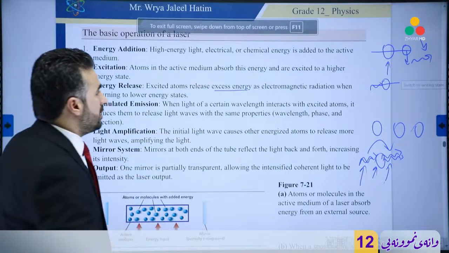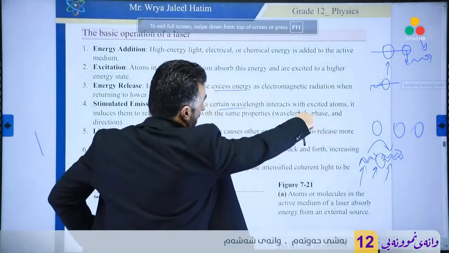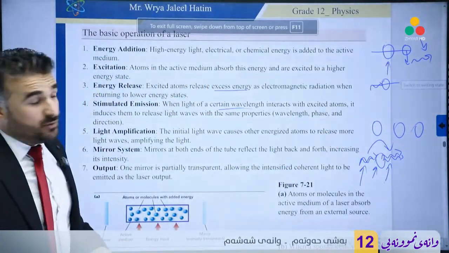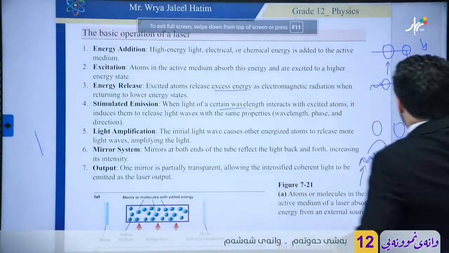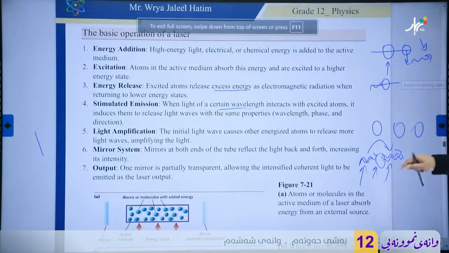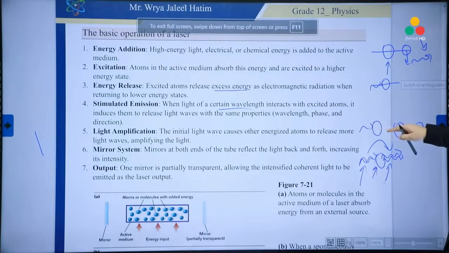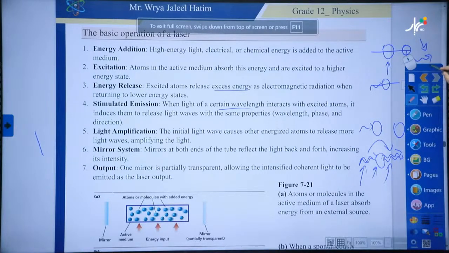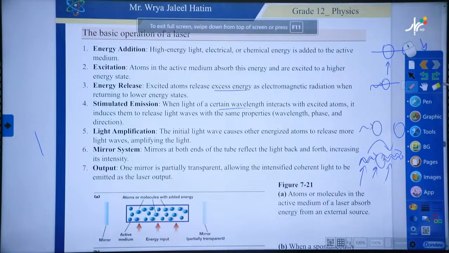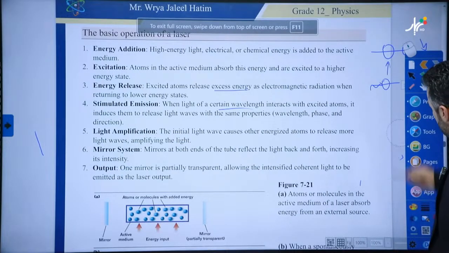So when light of a certain wavelength encounters an excited atom, by the way, these atoms are the excited ones here. Light from this will encounter this one here, and this one will give out two. Let's say these have the same phase difference and all that, so we'll have another two there. I should have done it in the same wavelength as well. How about we draw this one properly here.